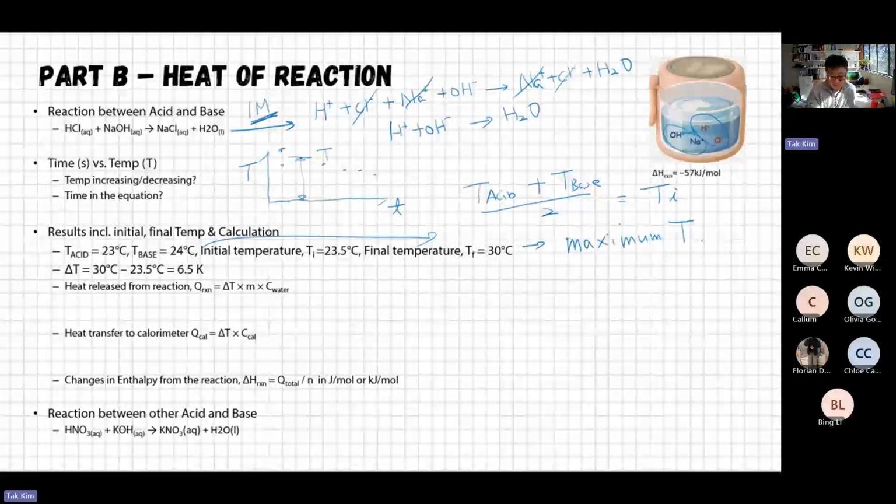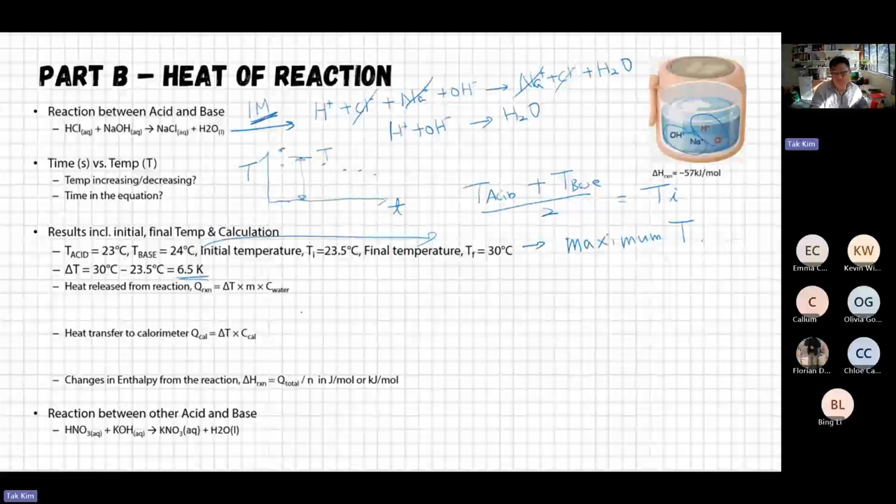If you have, say, 23 degrees for acid and 23 degrees for base, you can simply choose 23. But if you see a temperature difference, please make sure you average your temperatures to find the initial temperature. And then, assuming my final temperature was 30 degrees, you can simply calculate delta T, and my delta T is 6.5 K.